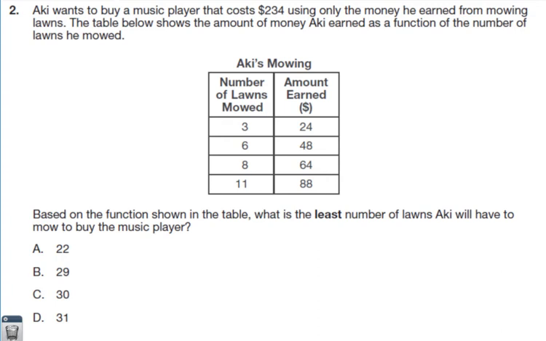Number 2, Akeem wants to buy a music player that costs $200 using only the money he earned from mowing lawns. So it gives a table that shows how the number of lawns he mows is related to the amount of money he earned. So, for example, after he's mowed 3 lawns, he has earned $24. 8 lawns mowed will earn him $64. The question is saying, based on the function shown in the table, what is the least number of lawns Akeem will have to mow to buy the music player?